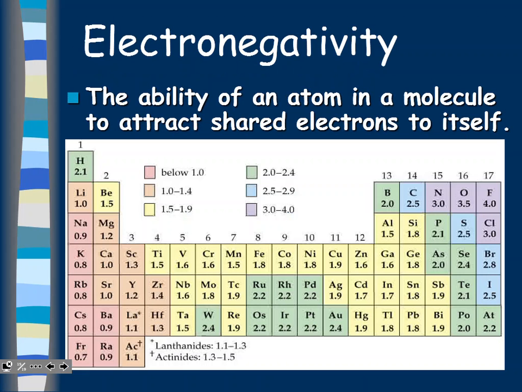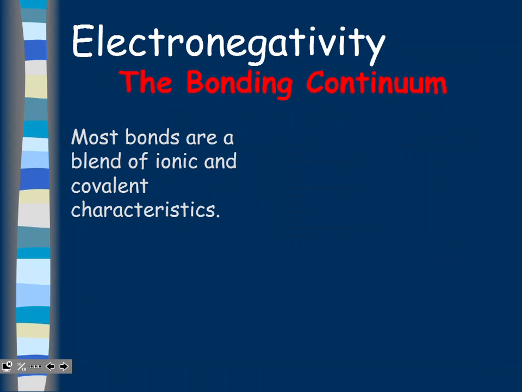Remember that it increases as you go up the group and to the right. Fluorine is the most electronegative element on the table with 4.0. Now, I will tell you right now, when asked to calculate electronegativity differences, we will give you the chart. You're not expected to memorize this. We will give you the electronegativity values. You just need to know how to calculate them and identify the correct type of bond from your difference.